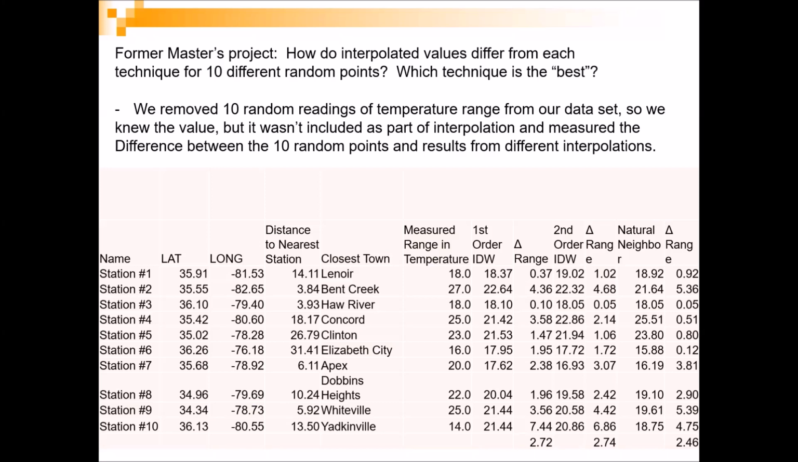And so we ran the interpolation routine and it gave us 18.7, but in reality it was 18. When we ran the first order, it said it was 22, but it's really 27. And so we ran the interpolation routine for 90 points. We removed 10 because these are our right answers that we can compare to what the routine gives us.